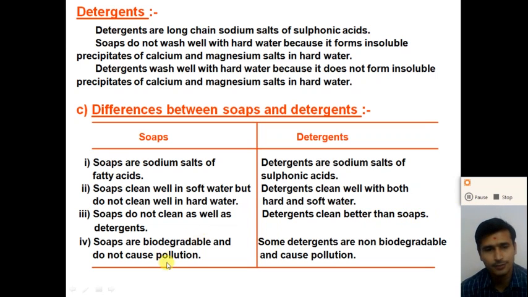And the last difference is that soaps are biodegradable and do not cause pollution, while some detergents are non-biodegradable and cause pollution, right? So soaps are biodegradable substances which do not cause pollution, while some of the detergents are non-biodegradable, cause pollution, and are harmful to living beings, right? So dear student, I hope that you understand this last point of the chapter, soap and detergent, and what are the differences between soap and detergent.